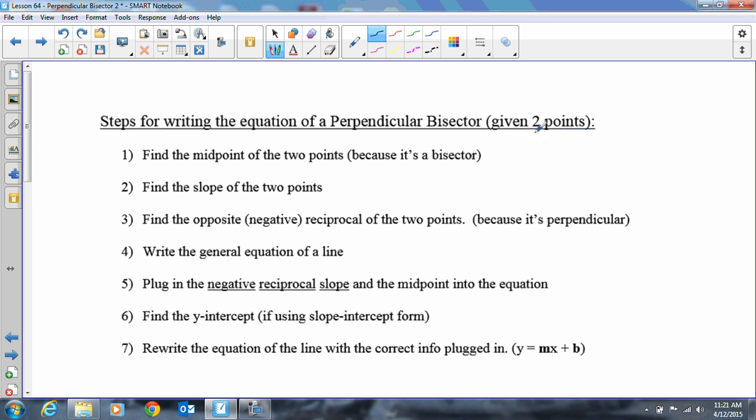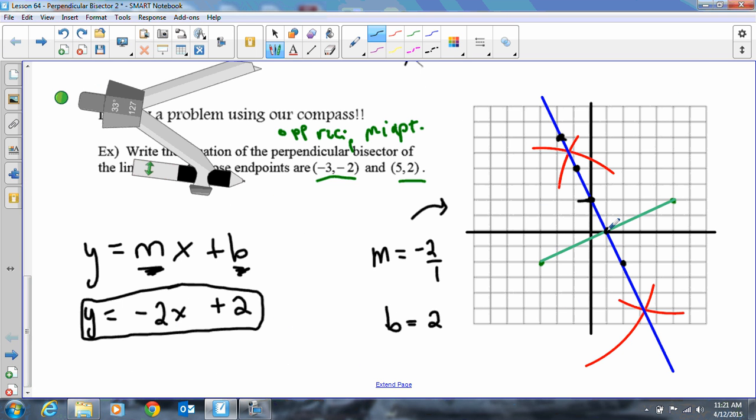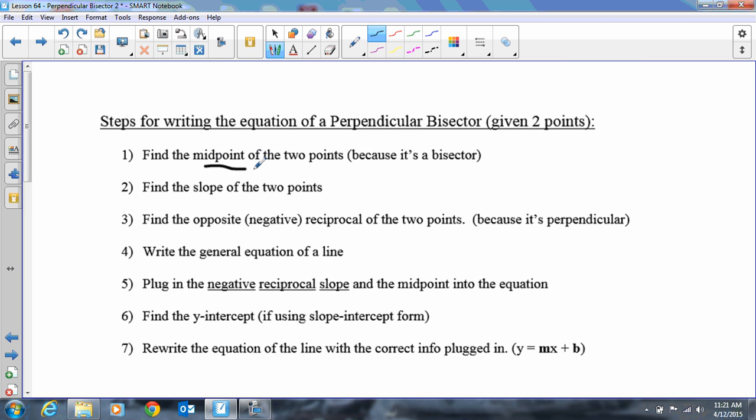So you're given 2 points and you want the perpendicular bisector. Okay, step 1 would be to find the midpoint of the 2 points. Because it's a bisector, we need to know the point that it's going to go through. So basically back here, I'll show you, we had to go through this point, and so it's important to know that when you're not using your graph, it's going to have to go through this point. So step 1 is to find the midpoint. Step 2, find the slope of the 2 points they give you.